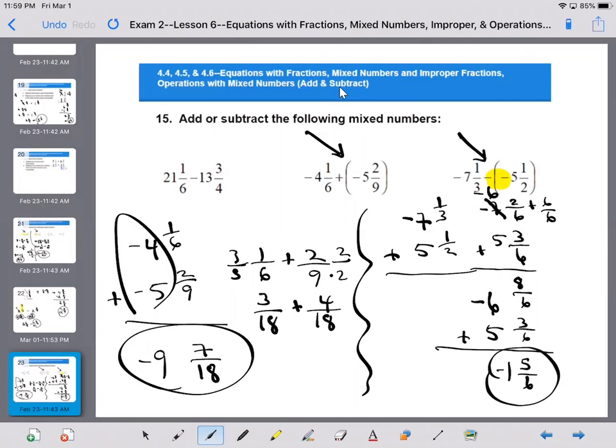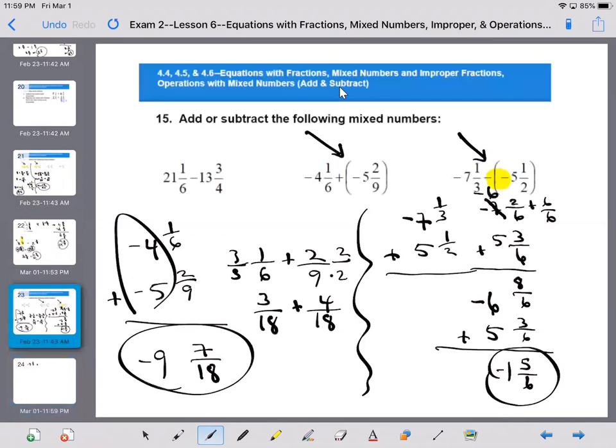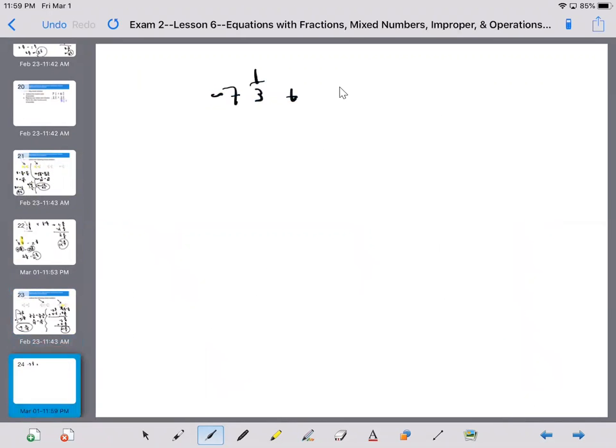Now there's another method of doing this. So let's look at -7 and 1/3 plus 5.5. And that is where you can actually change these to improper fractions. Now we already know this one's negative, so this is 7 times 3 is 21 plus 1 is 22/3, and that's negative. And the 5.5 would be 11 halves.